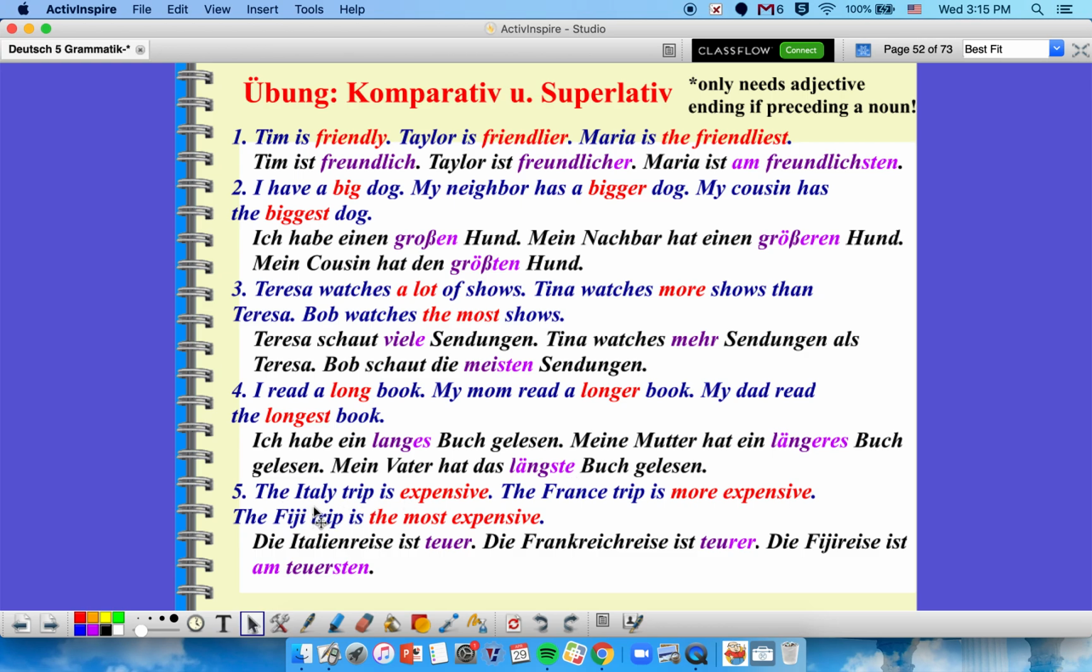And Nummer 5, when we're looking at this one, these are not preceding a noun, so they're pretty simple. Die Italienreise ist teuer, die Frankreich-Reise ist teurer, die Fiji-Reise ist am teuersten.